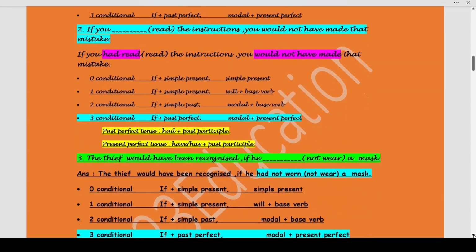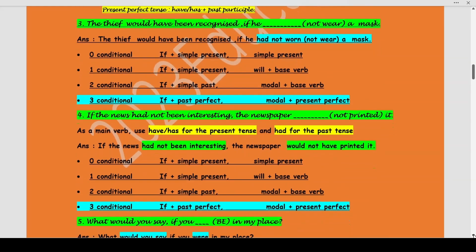Now, third, the thief would have been recognized if he dash not wear a mask. Two things you have to identify. Would have been recognized. Would is there, modal verb. Have been again is your what? It is your present perfect tense. If he had not worn a mask, this now becomes your past perfect. So first you will identify where is would and present perfect. It is in the third conditional, like I've underlined.